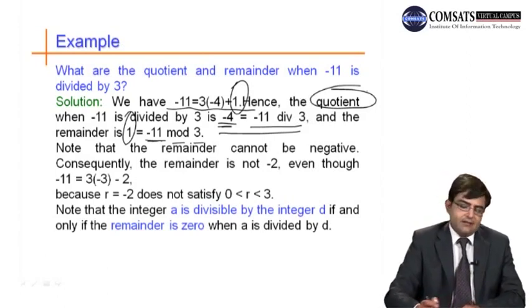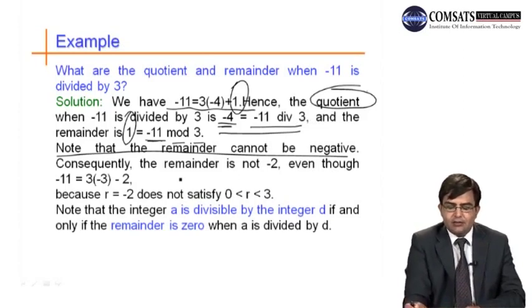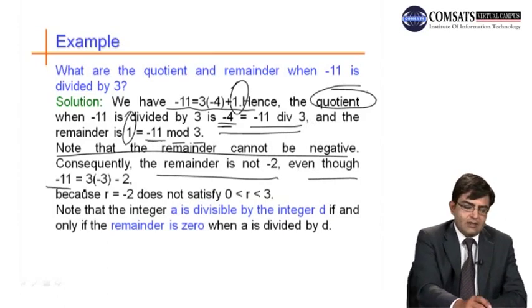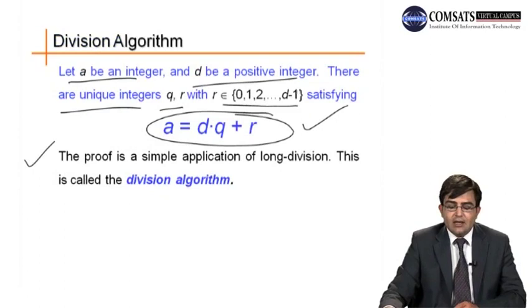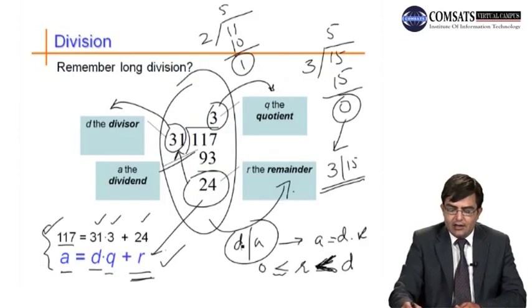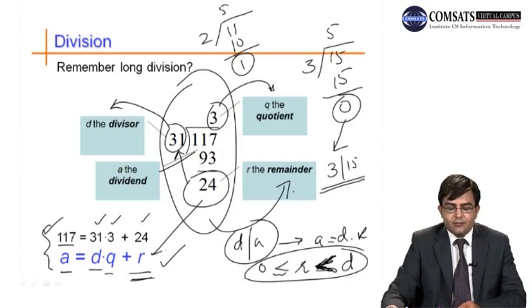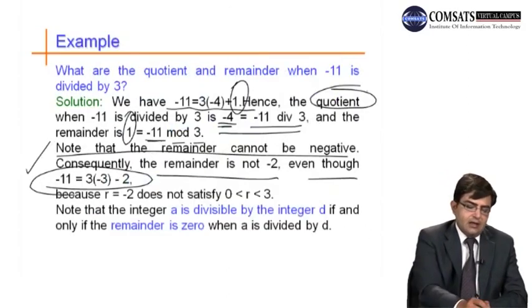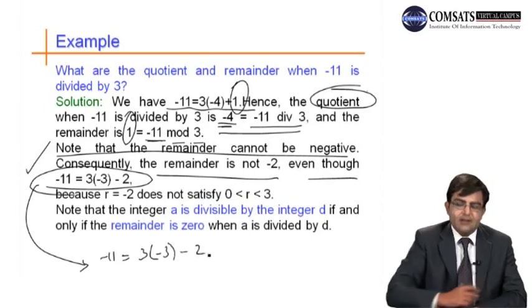Note that the remainder cannot be negative here. Consequently, the remainder is not minus 2, even though minus 11 can be written as 3 into minus 3 minus 2. As in the definition, we have discussed that R here must be greater than or equal to 0 and less than the divisor. So R cannot be negative, but here the remainder is negative.